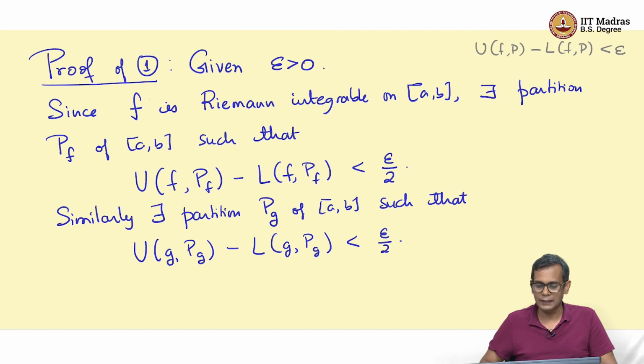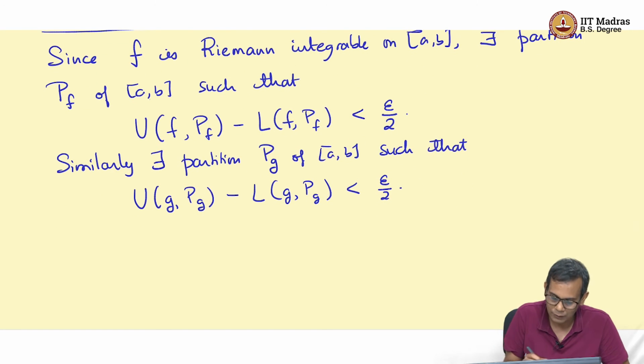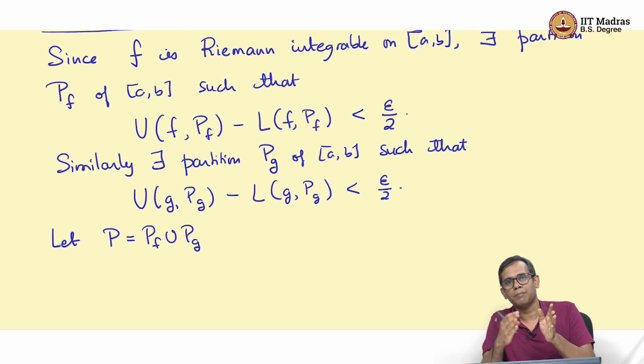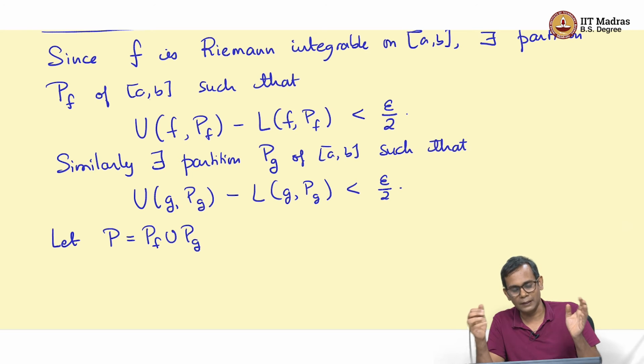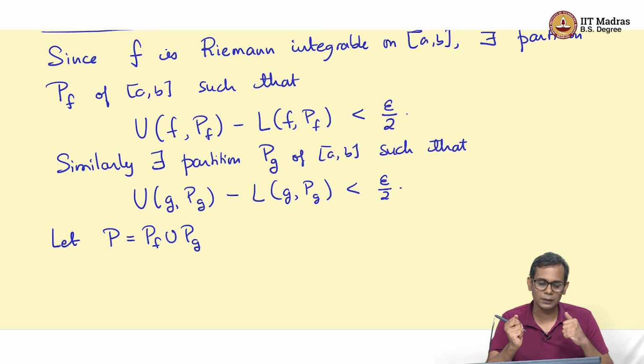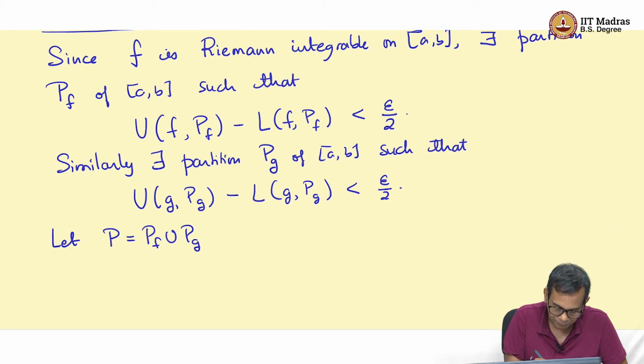So, what I will do is take a common refinement of the partitions Pf and Pg. Let P be the partition Pf union Pg. I take all the points which subdivide the interval AB in Pf, and the points which subdivide the interval AB in Pg, and take their union, and that gives me a partition which refines both Pf and Pg.